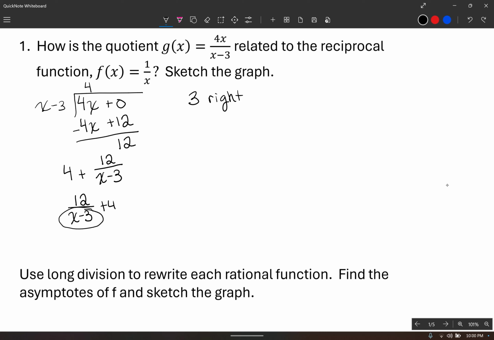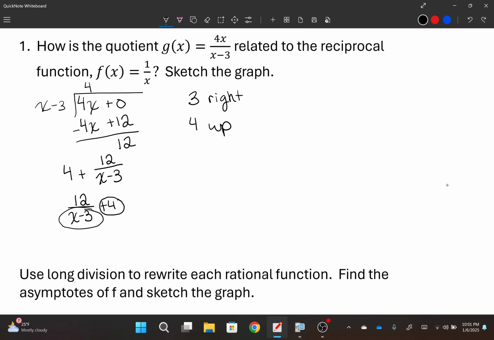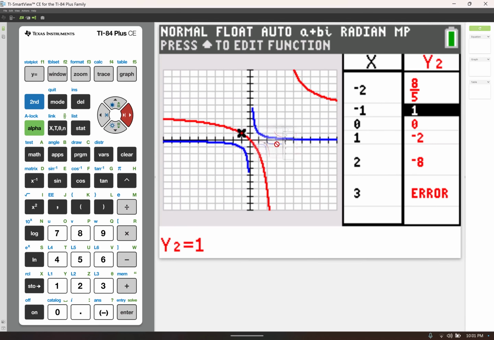Also, if you remember from translations and transformations, if you add or subtract a number to the entire thing, that moves it up or down. So I know that I went 4 up. If I look at my graphs, I can tell that if I was at 0, 1, 2, 3, 4 up would be about here, and I do have a horizontal asymptote there as well.